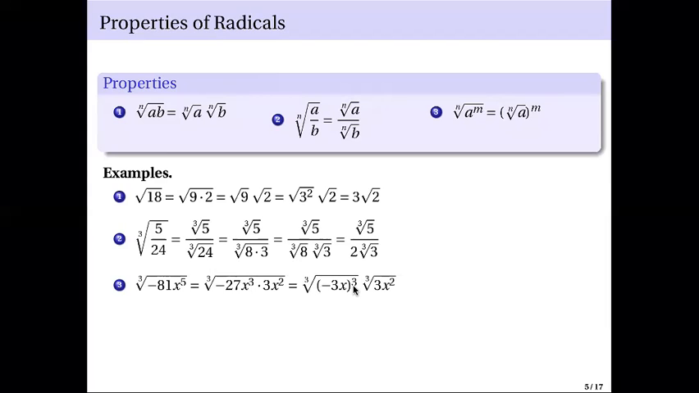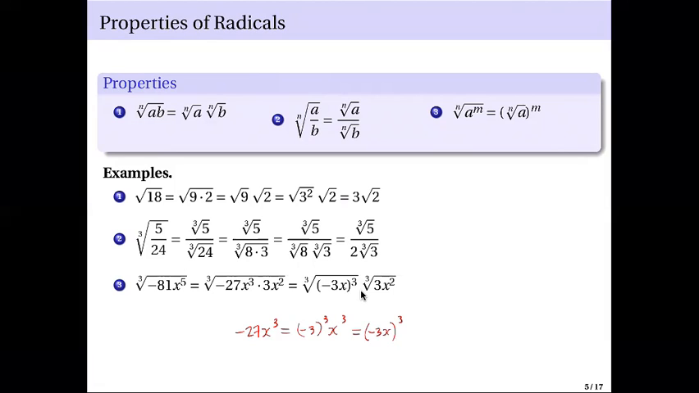Correct? So negative 27x cubed is equal to negative 3 cubed times x cubed, and therefore, laws of exponents tell us we will have negative 3x quantity cubed. That's why we have this. And at the same time, this is this times this. We use this property here, so we can separate them.